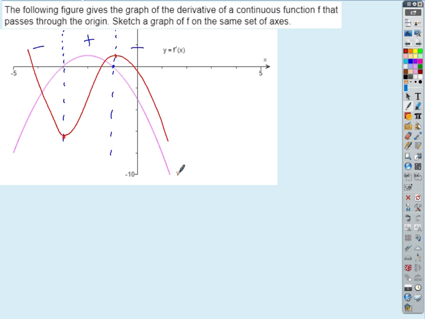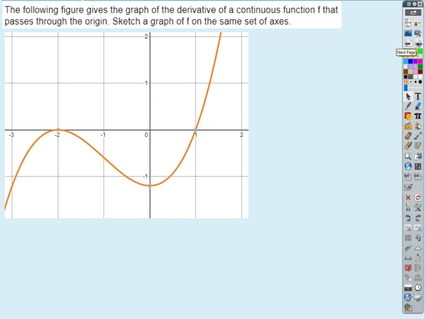It's kind of fun, it's like a puzzle. You just got to put this stuff together in a way that's consistent with the information you're given about the derivative. Okay, let's try another one. Is this the derivative? This is giving you the derivative, yes. That's f prime.